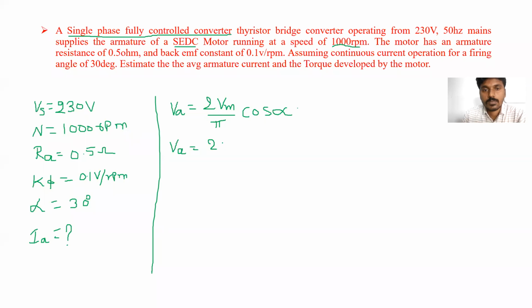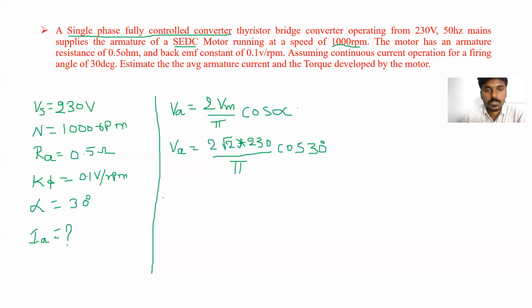VA is equal to 2 into Vm. Vm is nothing but root 2 into Vs, right? Root 2 into Vs, how much? 230, divided by pi into cos alpha. What is the value of alpha? Alpha, how much has he given? 30 degrees.